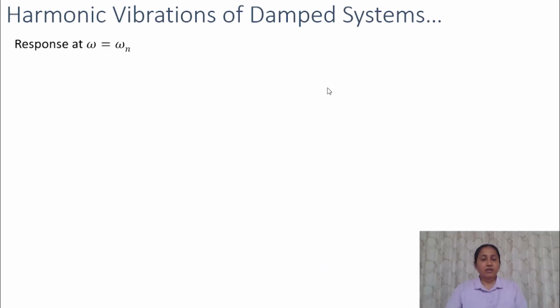Now let's look at the vibration response at omega equal to omega n. In undamped systems, we have seen that when the forcing frequency is equal to the natural frequency, the response becomes unbounded. The amplitude of the steady state response increased in each cycle. Now let us see how the damped system behaves when the forcing frequency is equal to the natural frequency.